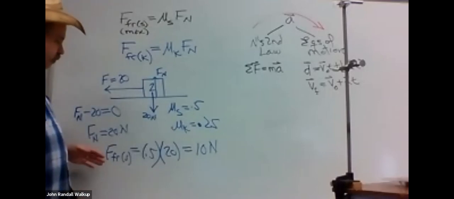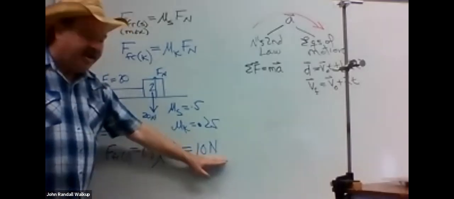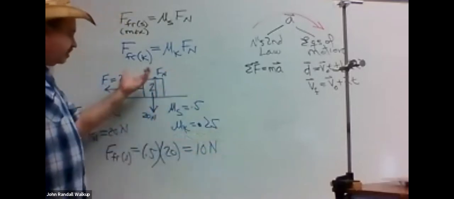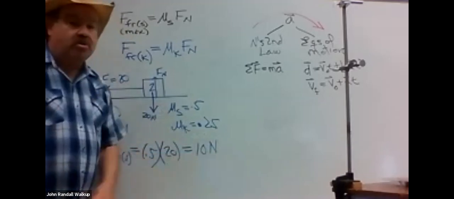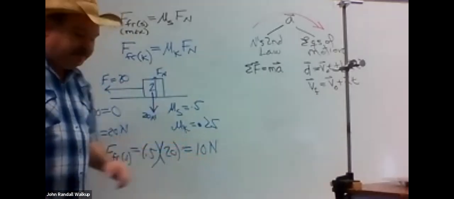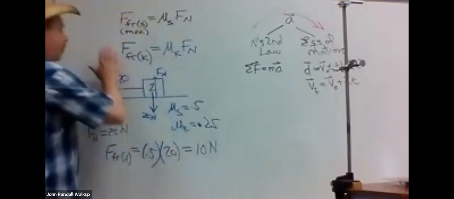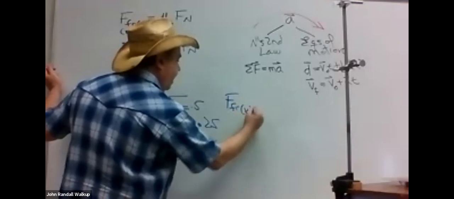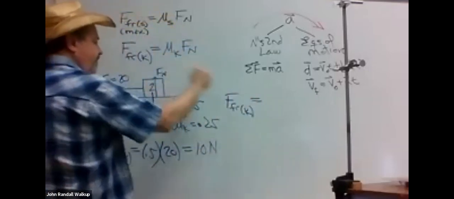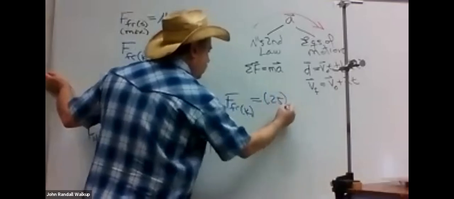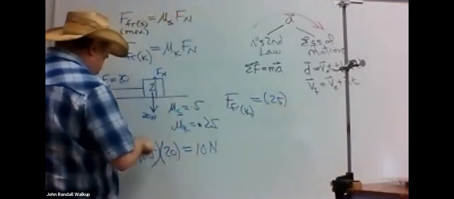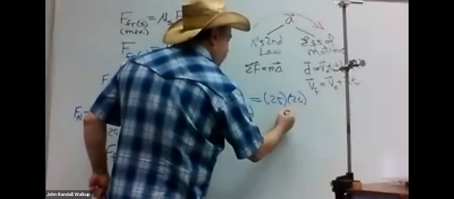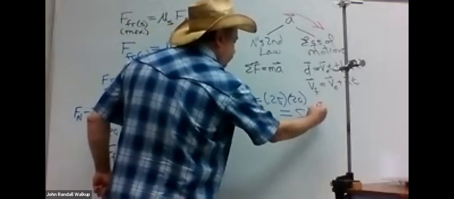This 10 newtons here was calculated in the static case. Once this object starts to move, the force of friction is no longer 10. What is it? Well, we go to this equation. The force of friction in the kinetic case is 0.25 times the normal force, 20, which is 5 newtons.